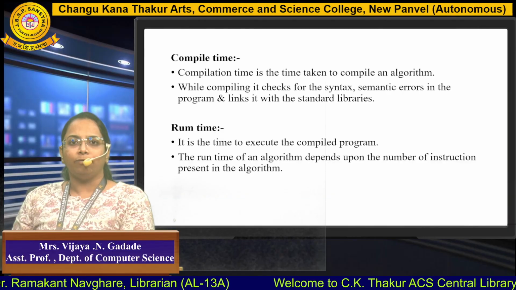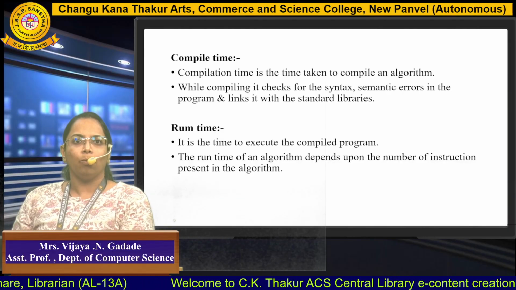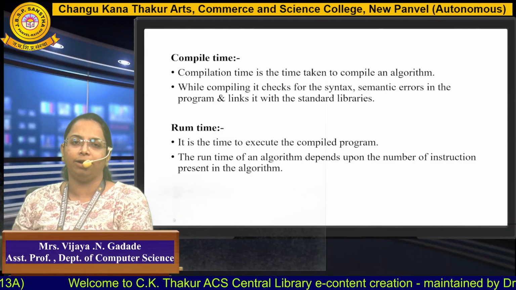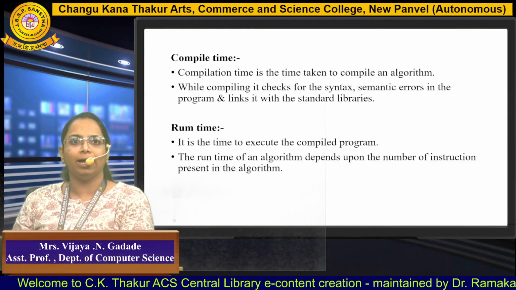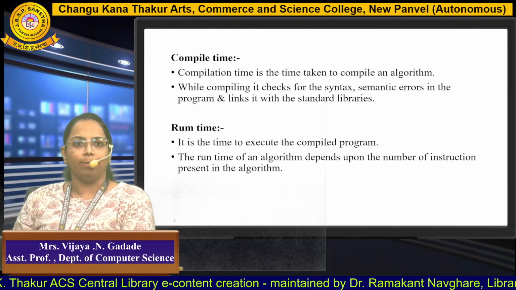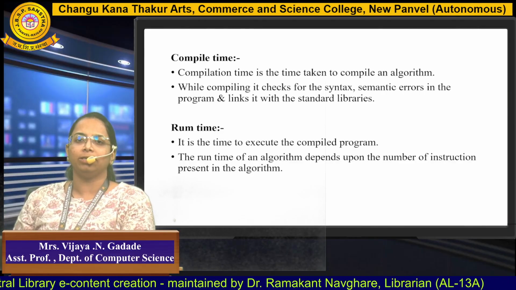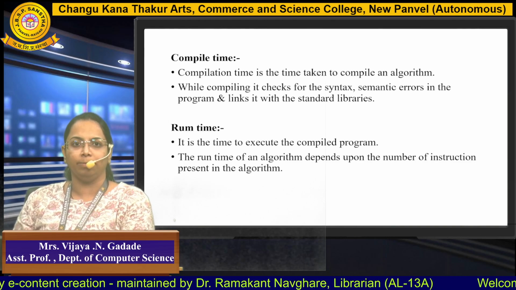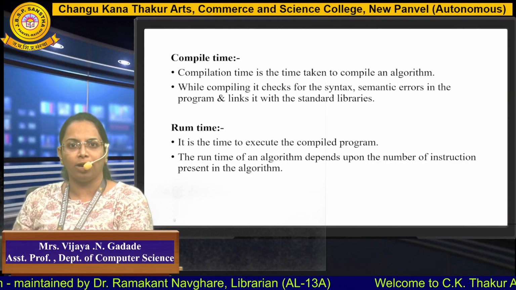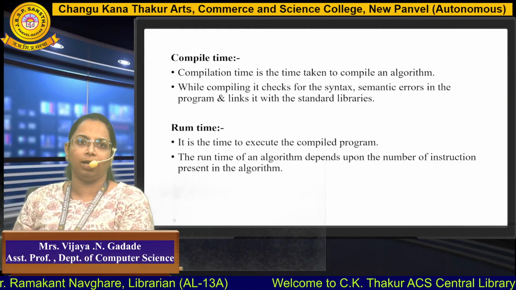For completing the task, we will take a compilation time. While compiling, it will check for syntax and semantics errors in the program and link with the standard libraries. The example of compile time errors is nothing but the syntax and semantics errors. Okay, next one is runtime. It is the time to execute the compiled program. The runtime of an algorithm depends upon the number of instructions present in the algorithm. Runtime is the execution of the compiled program, and it takes a number of instructions to complete its task.